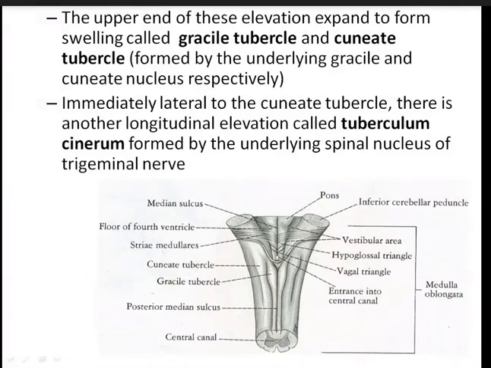Immediately lateral to the cuneate tubercle, there is another longitudinal elevation called the tuberculum cinerum. So that is the tuberculum cinerum, formed by the underlying spinal nucleus of the trigeminal nerve. Again, the trigeminal nerve is the fifth cranial nerve.